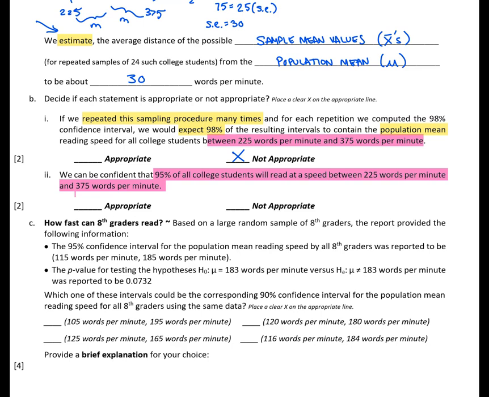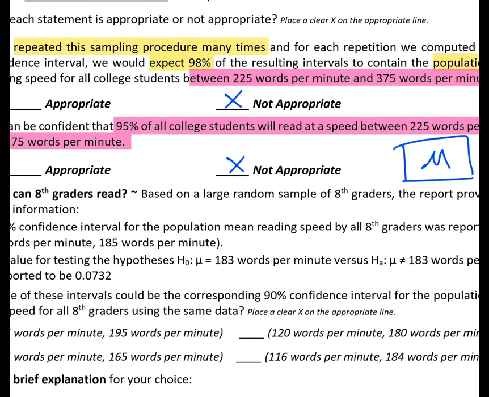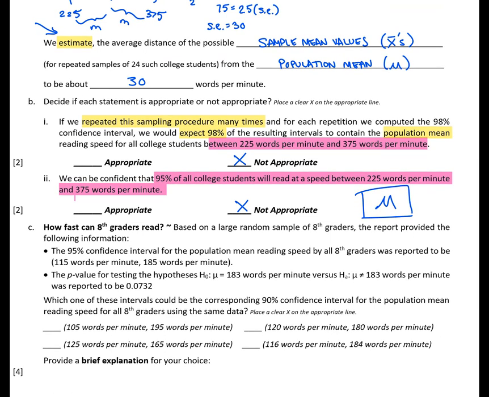When we're talking about an interval, we've created this range of values to try and predict our parameter, the population mean reading speed. Here this is more so talking about 95% of individual speeds being between this range of 225 to 375. But we want to try and capture the interval in which our parameter of interest will fall. So this one is also not appropriate. Instead, we would want to say that we are 95% confident that the population mean reading speed falls inside of that interval.